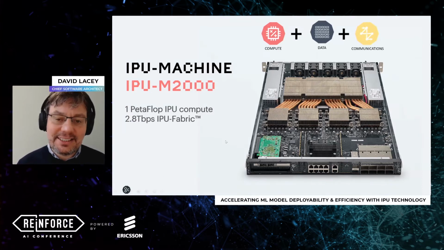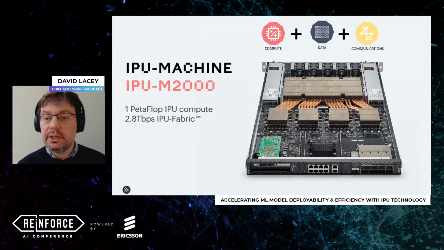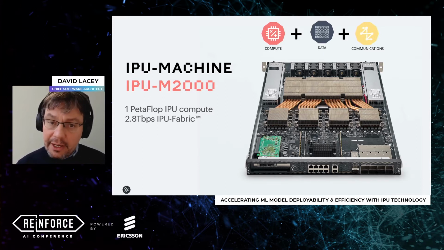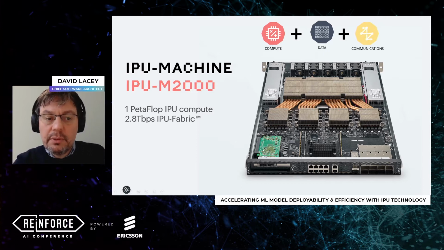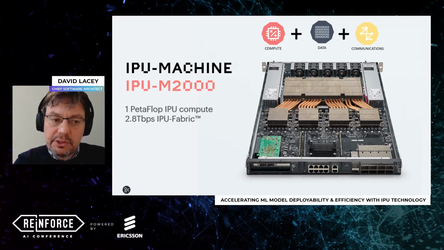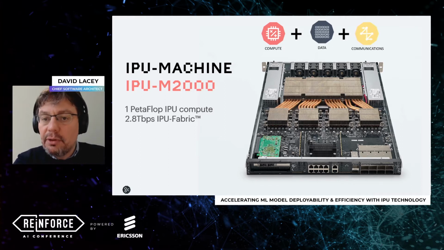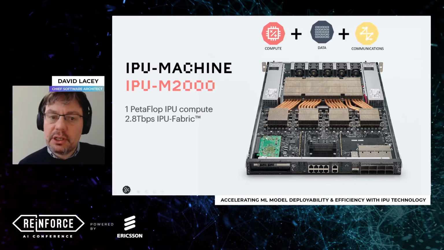The M2000 is a single unit server box shelf with 4 IPUs on. That one unit gives us 1 petaflop of IPU compute. So it's a very high performance compute platform, and it also has a very high performance communication fabric for tying these together, up to 2.8 terabits per second of communication bandwidth in the box. And this is the key product. We launched it and were shipping at the end of 2020 last year. And I'll talk a lot more about this box when we get to the scale-out part of the talk.